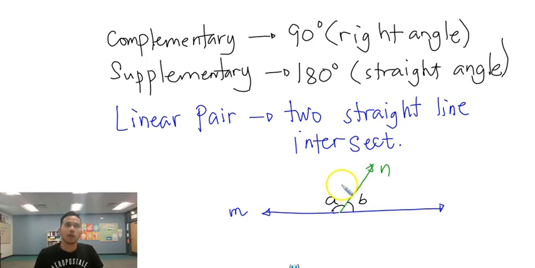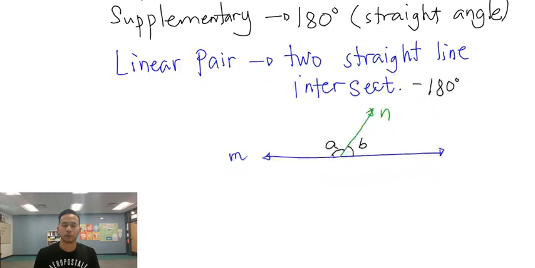Take note that the measurement of your linear pair is also 180 degrees. They are the same as supplementary angles. The only difference between the two is that supplementary angles can be separate angles, but for a linear pair, they must be adjacent. I'm going to discuss the definition of adjacent later. That's your complementary, supplementary, and linear pair.